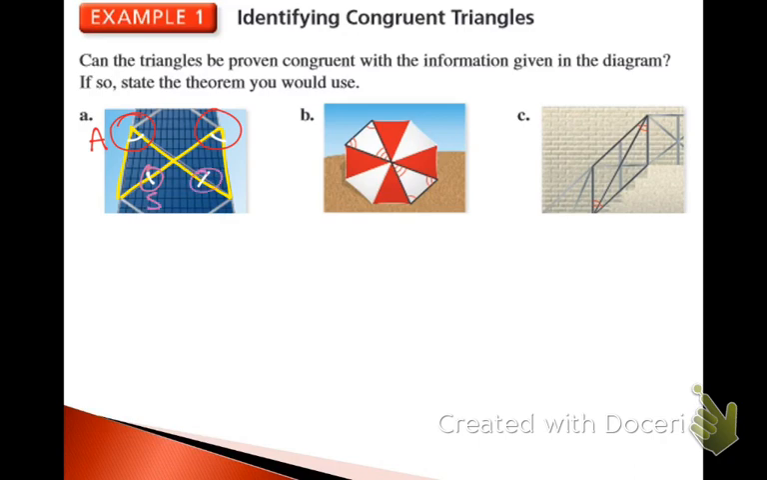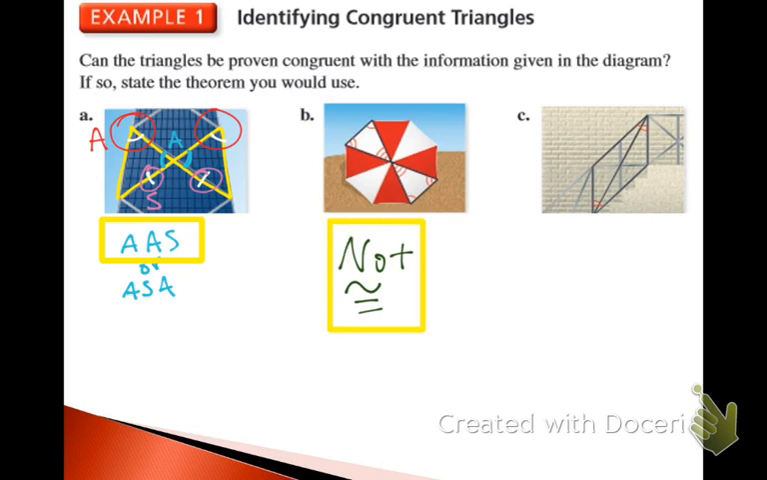But they're vertical angles. And we also have vertical angles. So will this be angle, angle, side, or angle, side, angle? Angle, angle, side, because the side is not between the 2 angles. Good. Letter B, what do we have? 3 angles that are congruent. Is angle, angle, angle a theorem? No, so this is not congruent. That's unfortunate. They look pretty congruent to me. There's no proof.